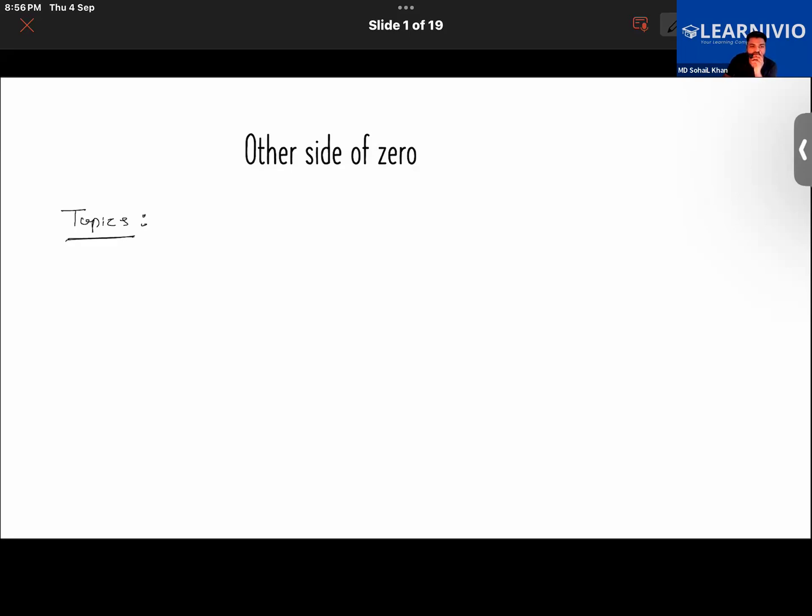So in the chapter, write down the topics we're going to be learning about. We'll be learning about positive and negative numbers.